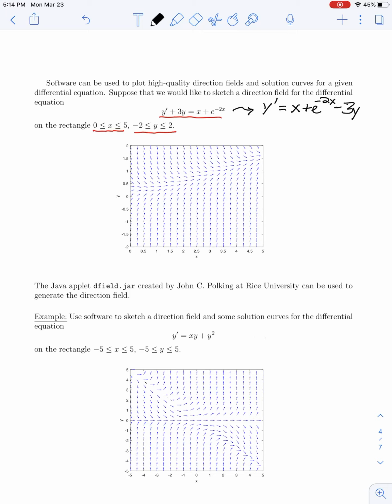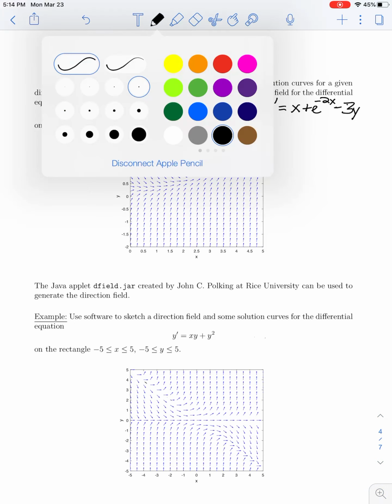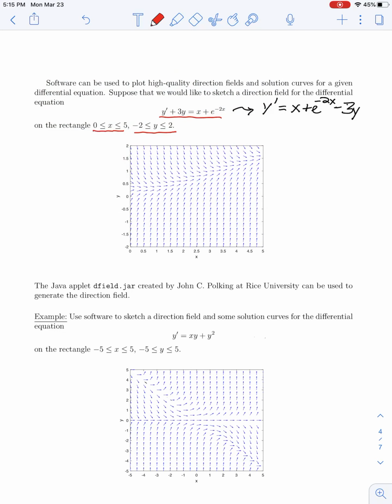So in some cases, we must rely on using software to plot these high-quality direction fields for differential equations, which we might not be able to do by hand. Now, one software which is really nice for sketching these direction fields is a Java app known as dfield, which was created by a professor at Rice University. His name is John C. Polking, and this is a really nice, simple app for sketching these direction fields for more complicated differential equations.